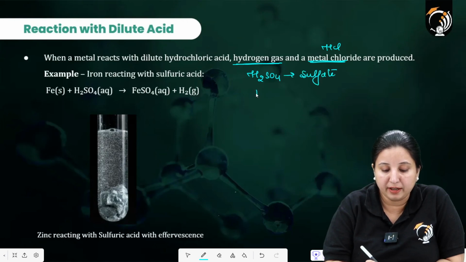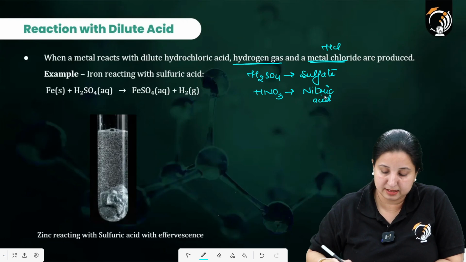If you take HNO3, then it is going to produce a nitrate.